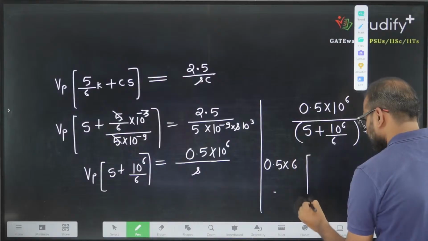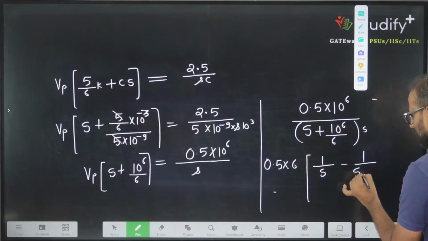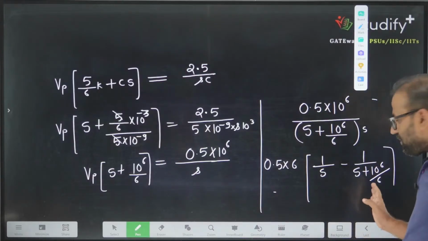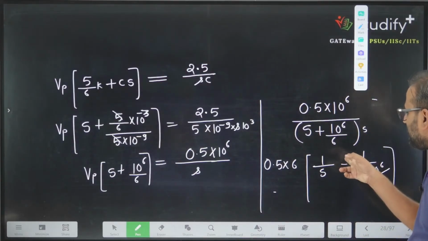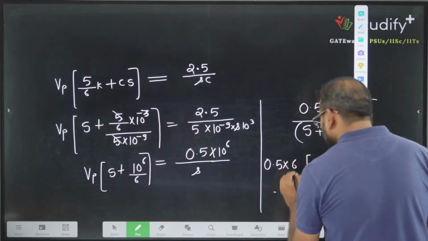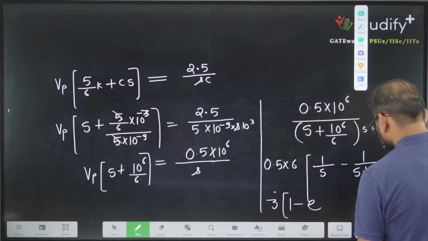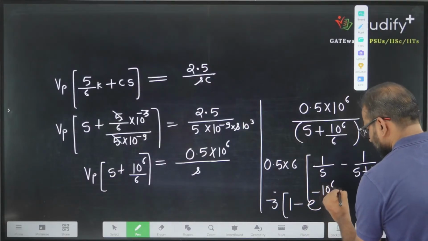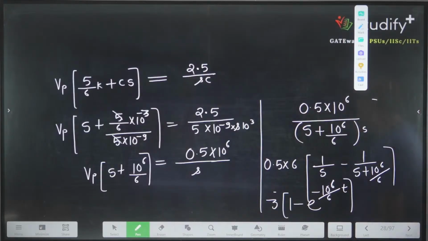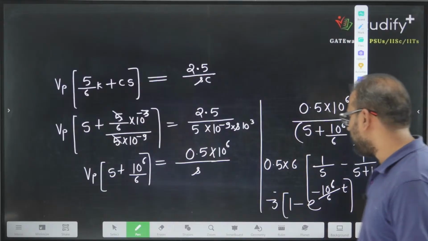Because when I write 1 by s minus 1 divided by s plus 10 raised to the power 6 divided by 6, then when I solve this, 10 raised to the power 6 divided by 6 is needed. So 6 is not there, so we will divide it by 6 and multiply it by 6. So this value is 0.5 into 6 is 3 into 1 minus e to the power minus 10 raised to the power 6 divided by 6 into t. If I take t equal to how much? If I take t equal to 6 microseconds, what will be the answer?